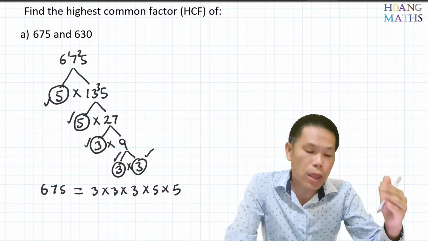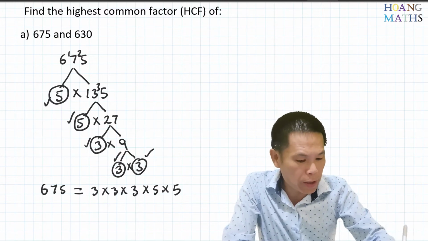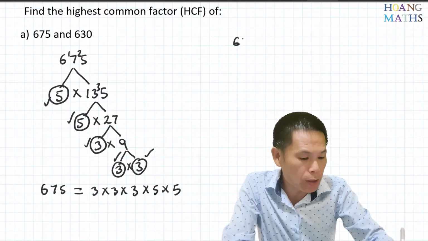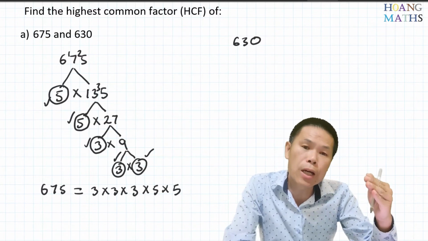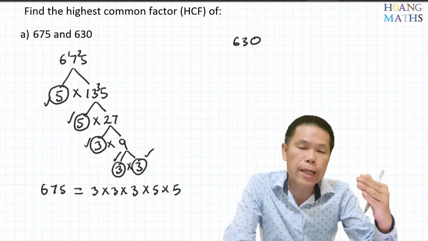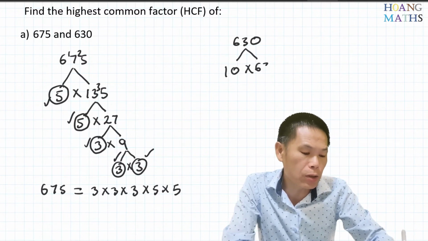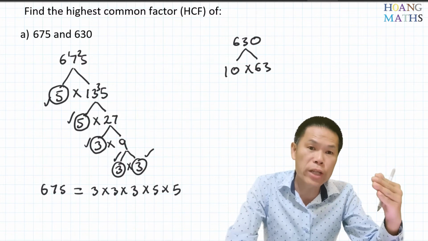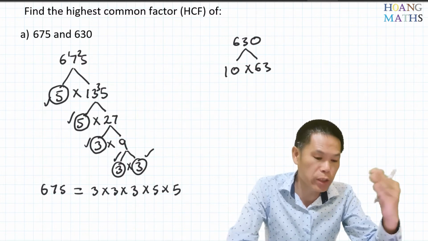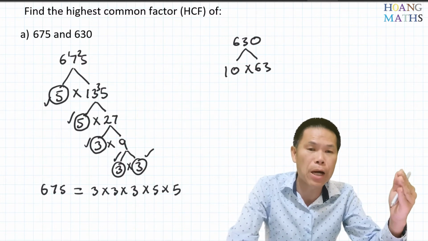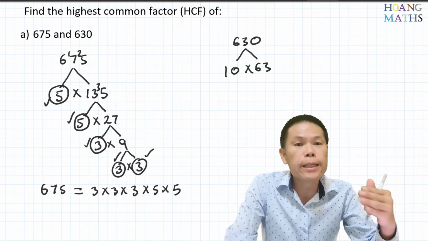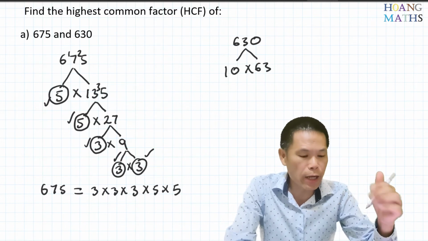Now 630. So let me write out here first. So 630 is equal to 10 times 63, right? Just easier. So you go 10 times 63. Or it can be 2 times a number and you work it out, whichever way. Or it can be 5 times a number. But the obvious one is 10 times 63. So just work it out from there.